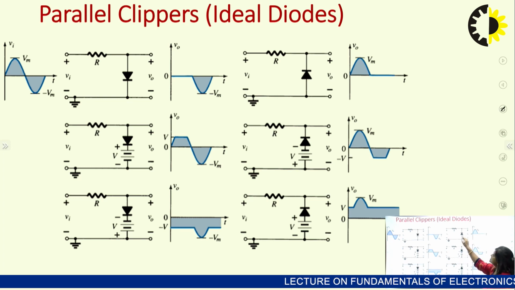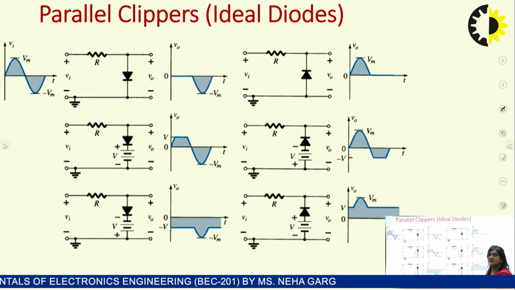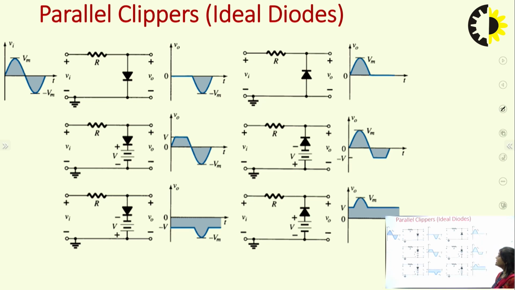And this is another simple parallel clipper that we discussed in previous slides also. In this case the diode will be forward biased in the negative cycle, and we are getting the output in the positive cycle because this has been used in the parallel configuration. And also here negative V biasing is there, and here positive V biasing is there, so these output waveforms will be there.